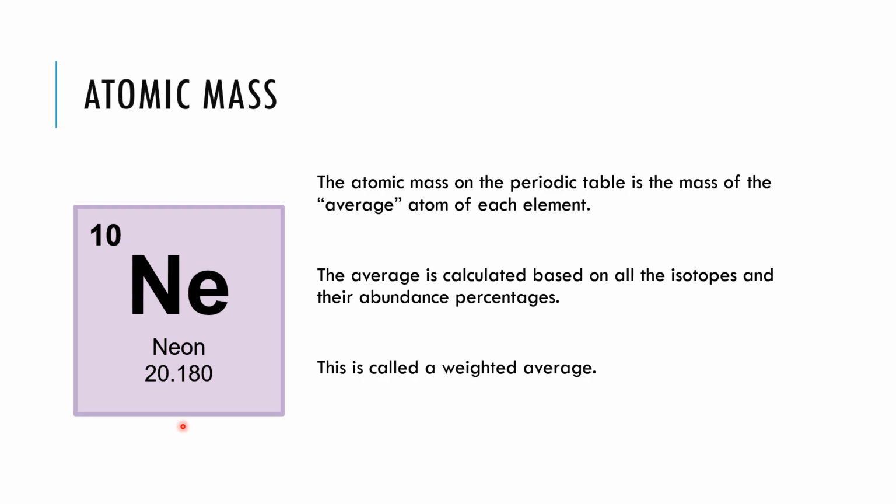Now, sometimes, of course, we have isotopes that are almost, let's say, 50-50 if there's two isotopes, but a lot of times they aren't. And we'll see this with neon because one of neon's isotopes is much more abundant than the other ones. So the average is calculated based on all of the isotopes and their abundance percentages. And this is how we calculate the average atomic mass.